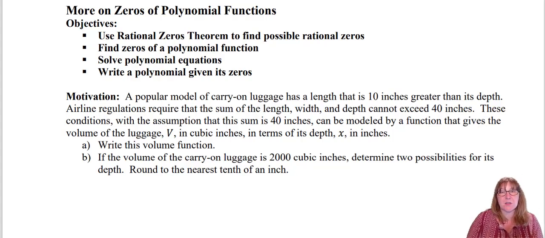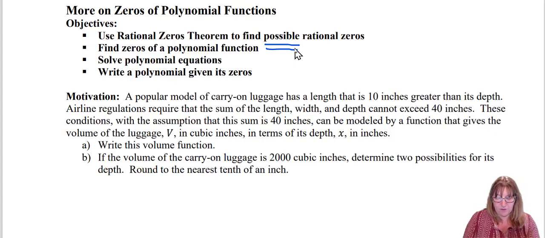One of the things we are going to use for that is the rational zeros theorem. So that's the first objective: use the rational zero theorem to find possible rational zeros. That word possible is really important. It doesn't give you zeros, it gives you maybe zeros. And then once we have those, we are going to find zeros of the polynomial function, solve polynomial equations, which is similar, and then write a polynomial given its zeros.